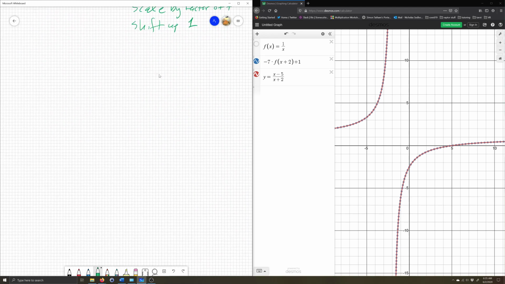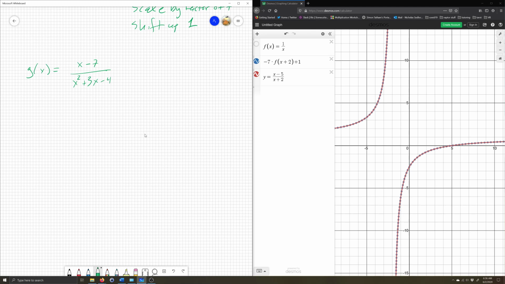This trick is not going to really work if I give you something more complicated. If I give you something like g of x equals x minus 7 over x squared plus 3x minus 4, then in order to graph something like this, I'm going to have to do a more complicated multi-step process.